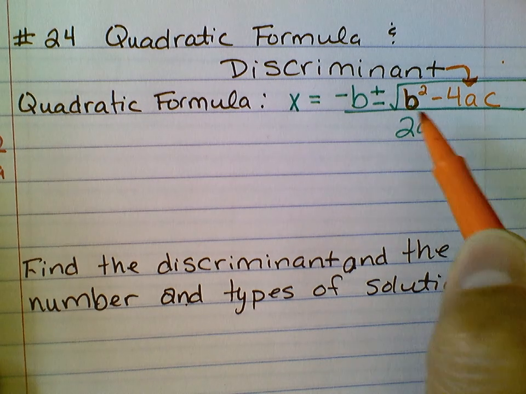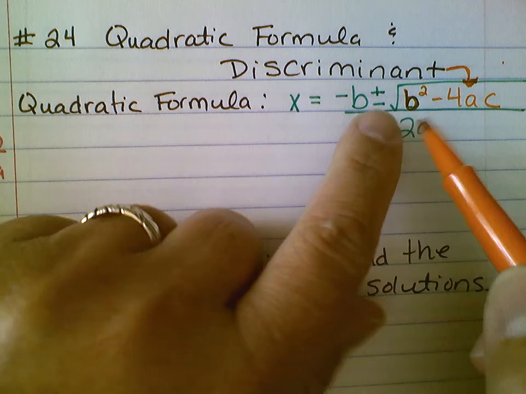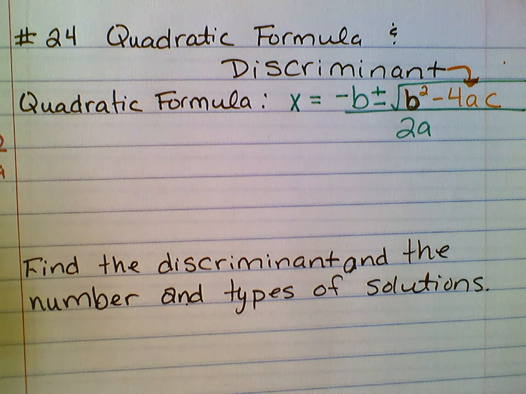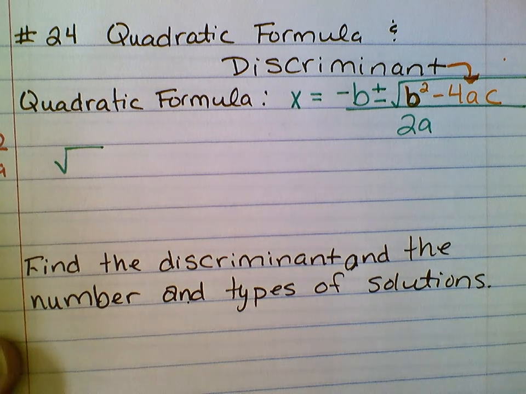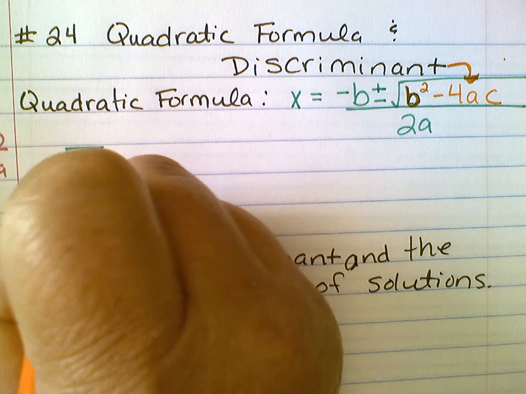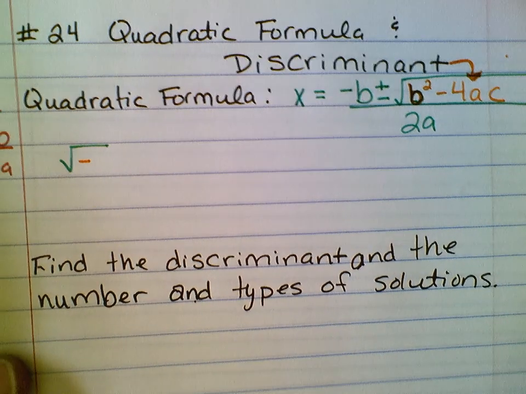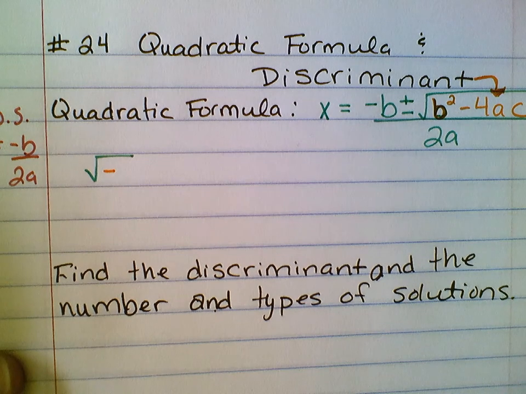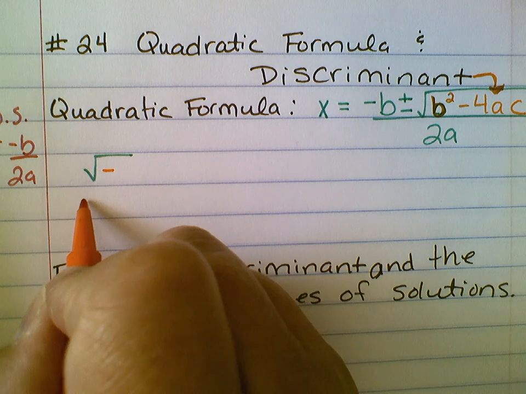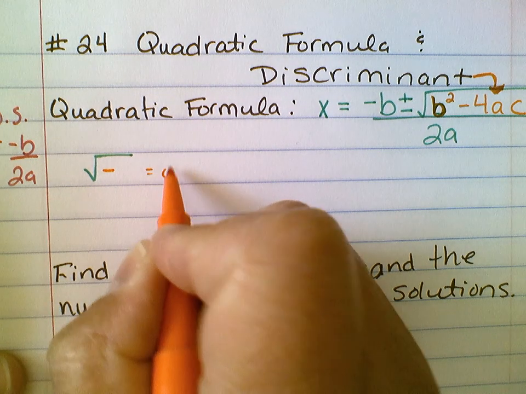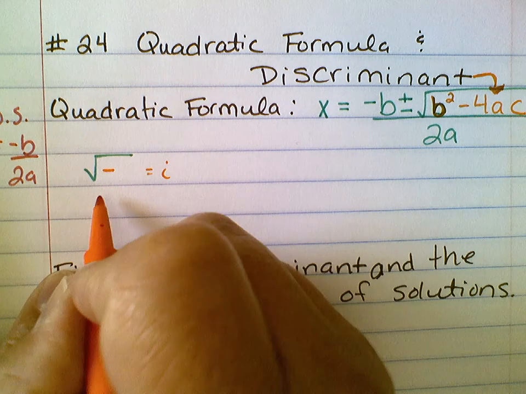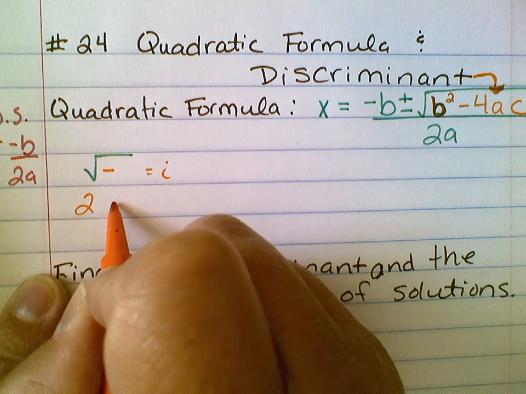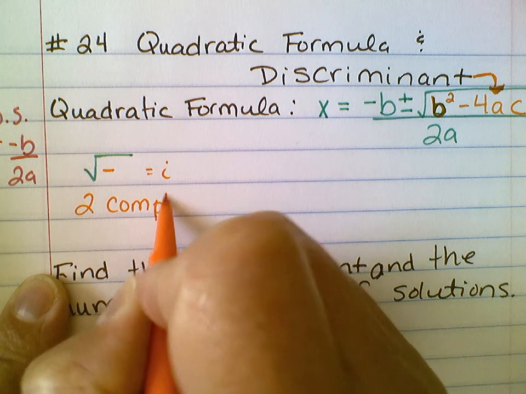Okay, back to our little orange piece here, the discriminant. It is under the square root, right? So let's remember, if we take the square root of something negative, what is going to happen? We're going to have an i in our answer, right? Okay, that means, and it's always plus or minus, so that means we will have two complex solutions.